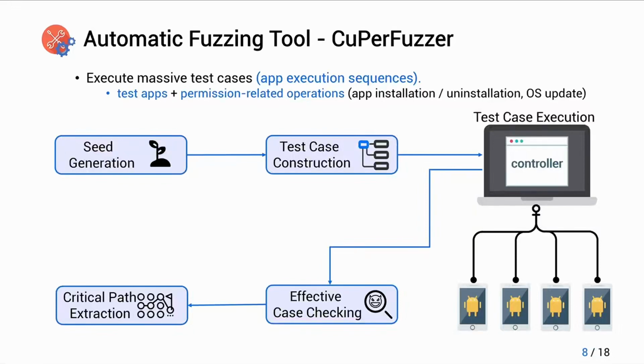As described in the picture, CuBeFather contains 5 main steps. It first generates a tester app as a seed to activate the subsequent fuzzing process. Next, it constructs plenty of complete cases for testing. Then, it executes test cases on multiple physical phones in parallel. After executing a test case, it checks whether this case is an effective case based on predefined rules. Finally, among discovered defective cases, it filters duplicated cases and identifies critical paths to facilitate analyzing the causes.